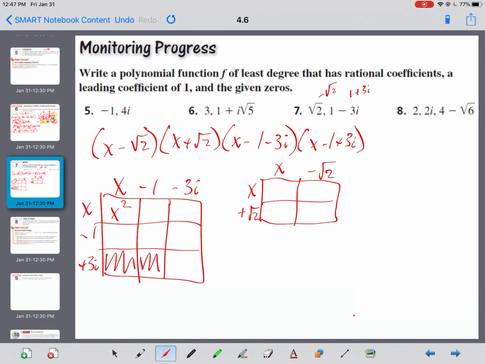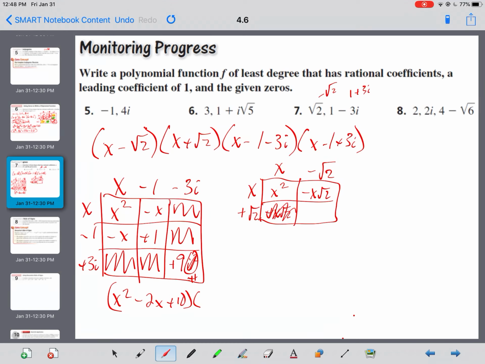x squared, don't care, don't care, don't care, don't care. It's going to work its way out. Negative x, positive 1. Negative 9i squared. That's important. It's a negative 1. Negative and negative make positive. So I have to multiply x squared minus 2x plus 10 times x squared minus 2. Negative x squared to 2, positive x squared to 2. Those go away. And we get negative square root times itself, it's the number underneath. x squared minus 2.